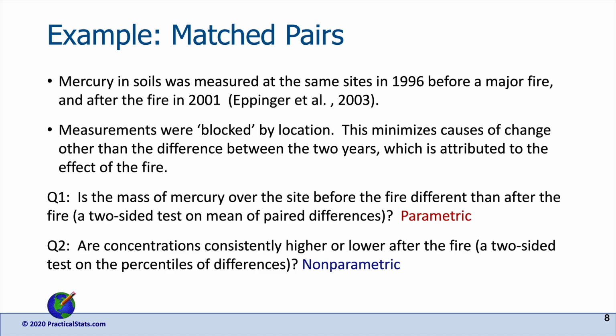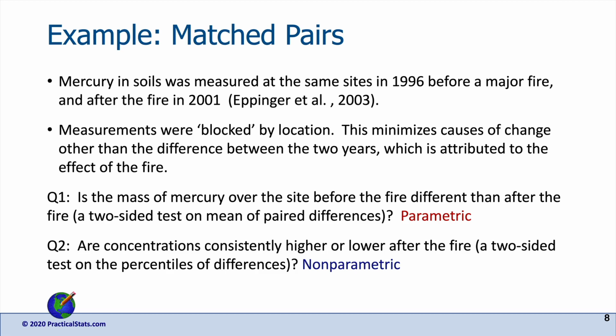And so that minimizes the causes of change due to any differences in geography, any difference in soil type across the study area. And so the differences that are observed are attributed to the differences in the two years, and that's attributed to the effect of the fire. You could ask two different questions of this data, and depending on the question, you would choose either a parametric test on the mean or a non-parametric test on a percentile.